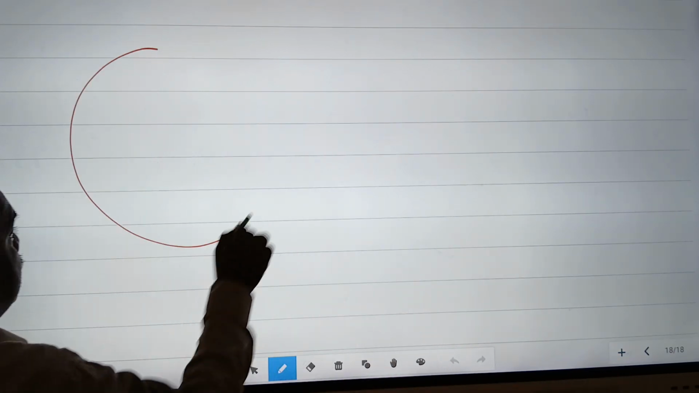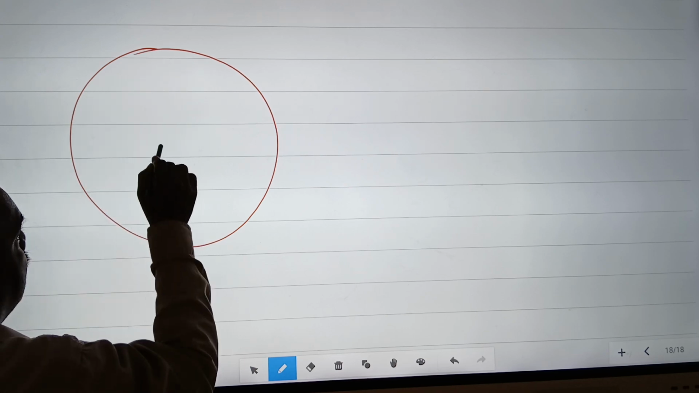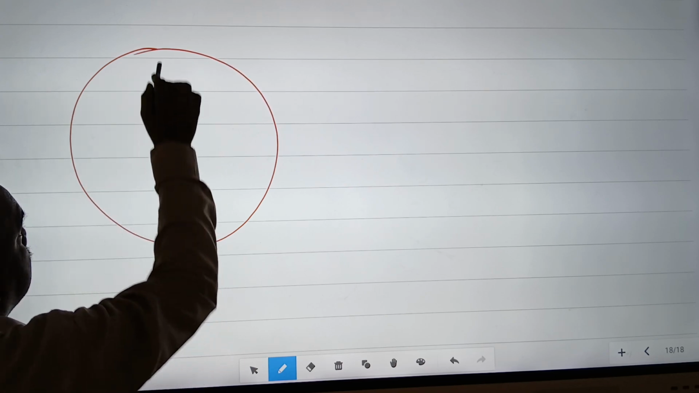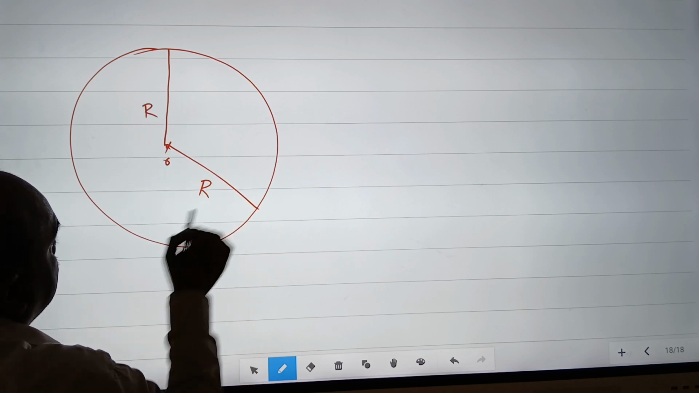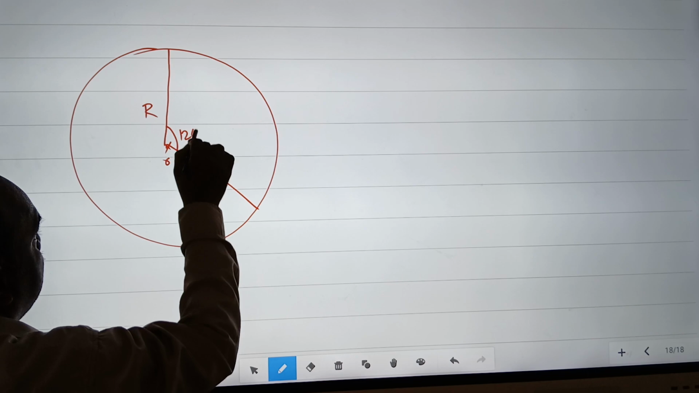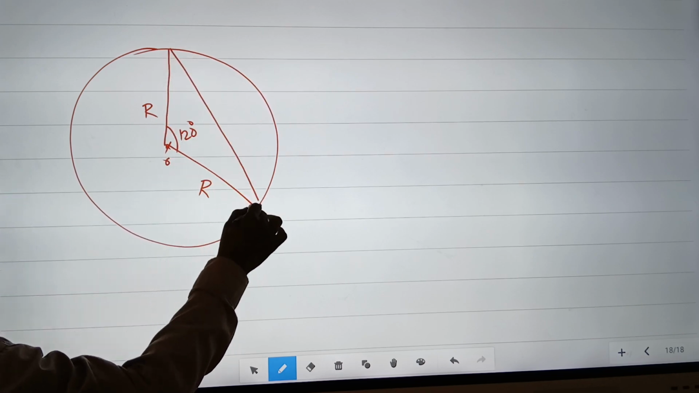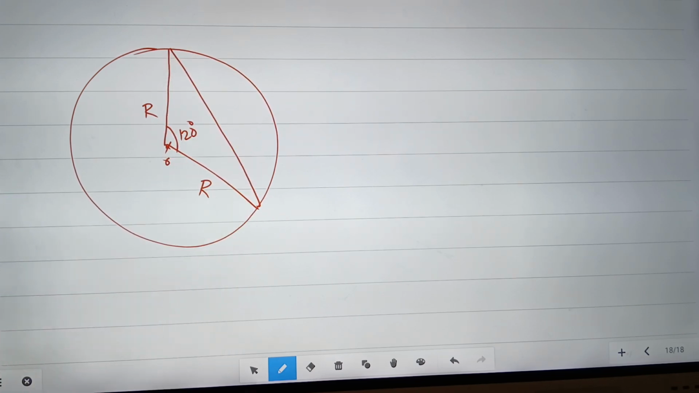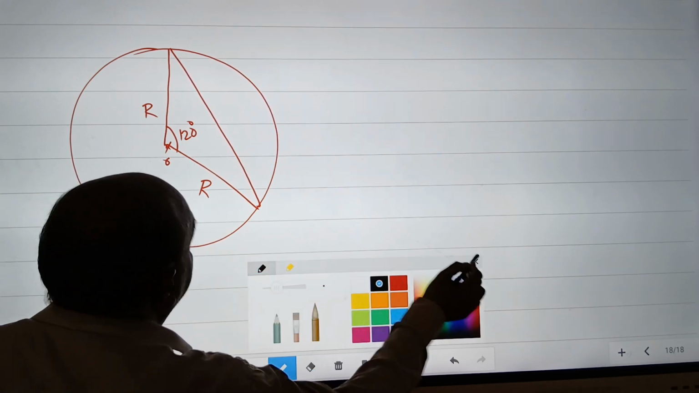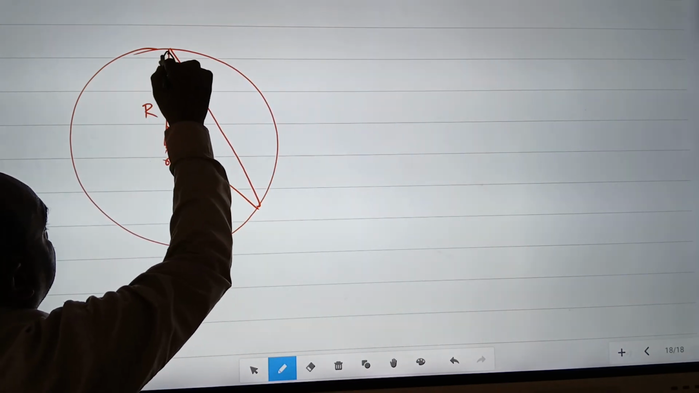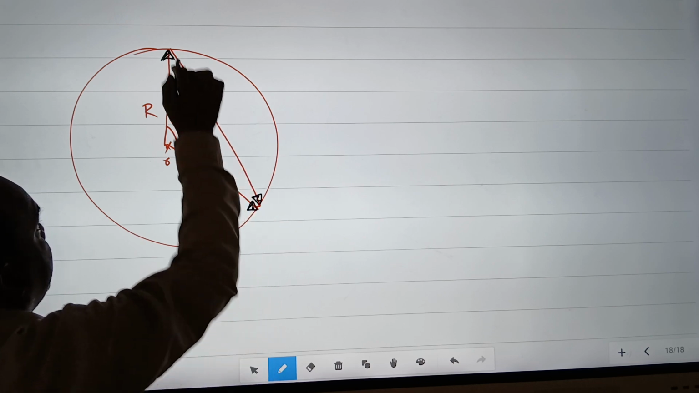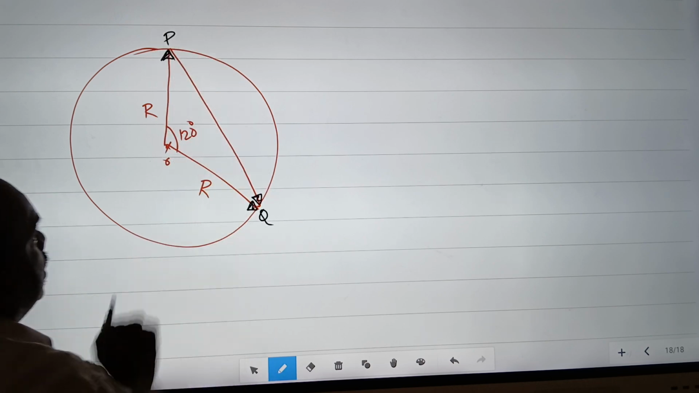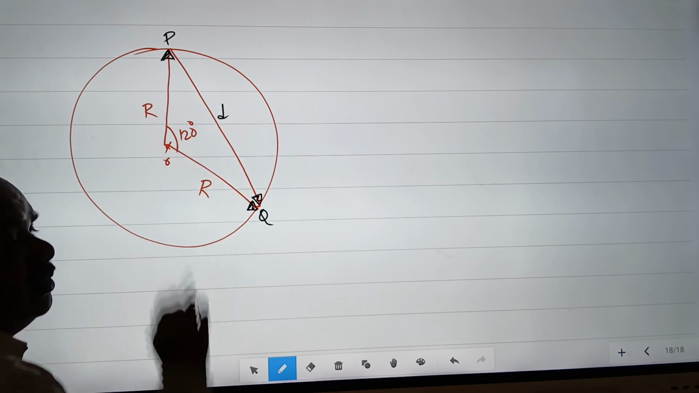Now one question, note it down. This is the circular path. This is the center of the circle. Radius. This is another point. This is also R. Now the angle between these two is 120 degrees. Now find the resultant. Simple. This is the first vector, this is the second vector, and this is the resultant. Resultant is always from initial position to final position. Let the resultant be D.